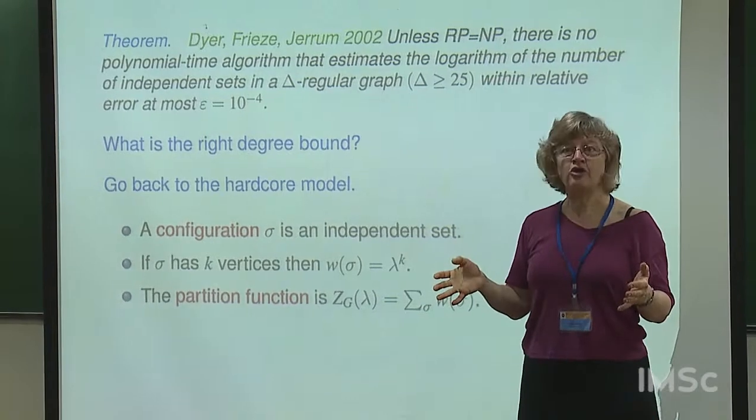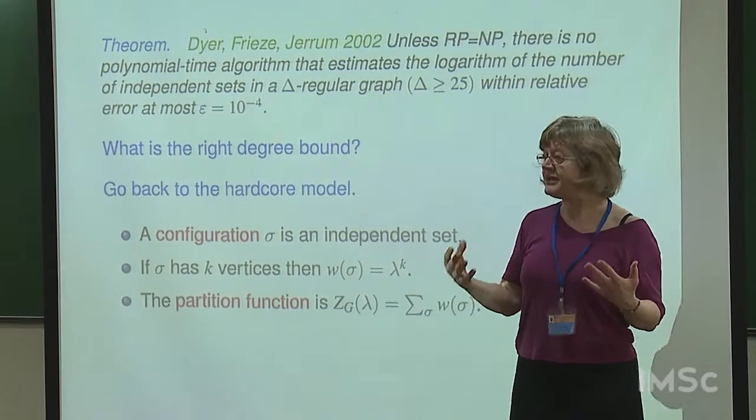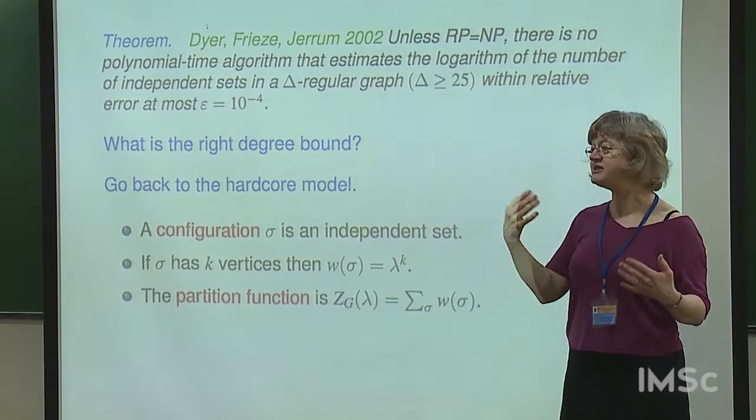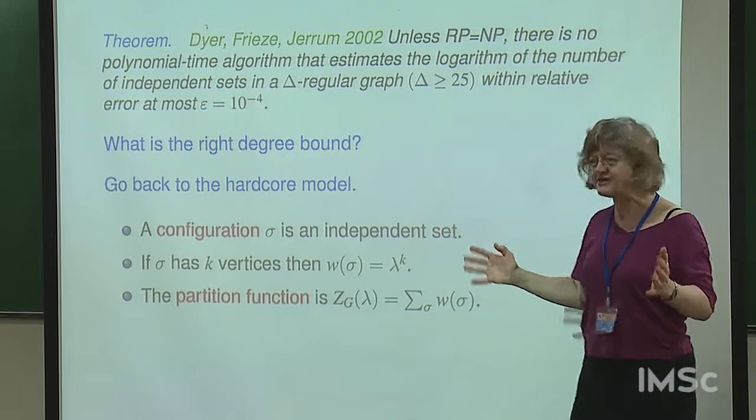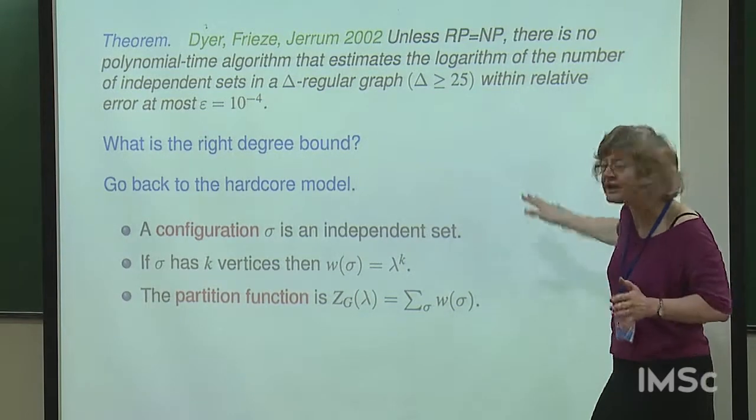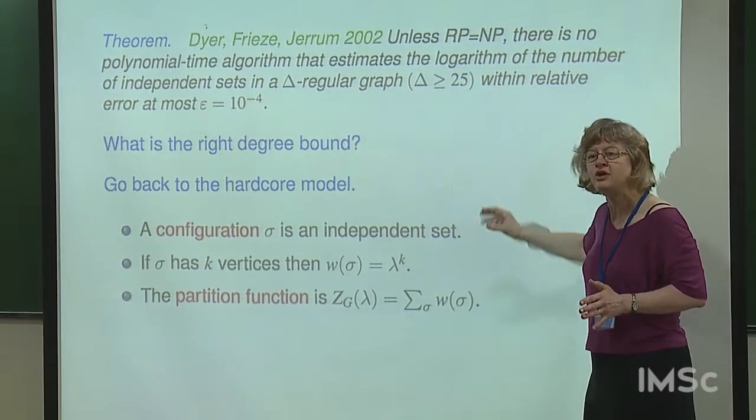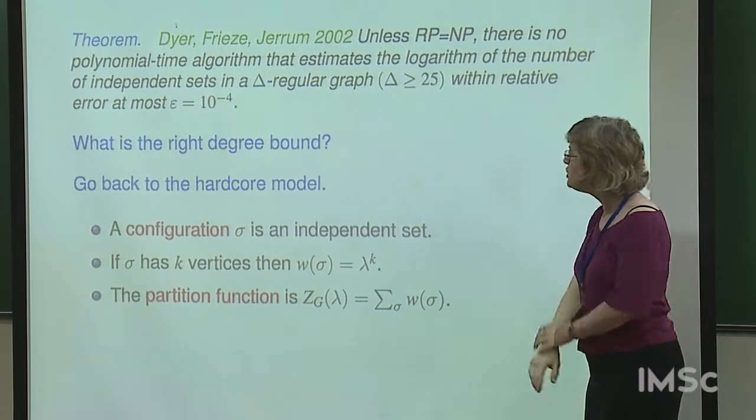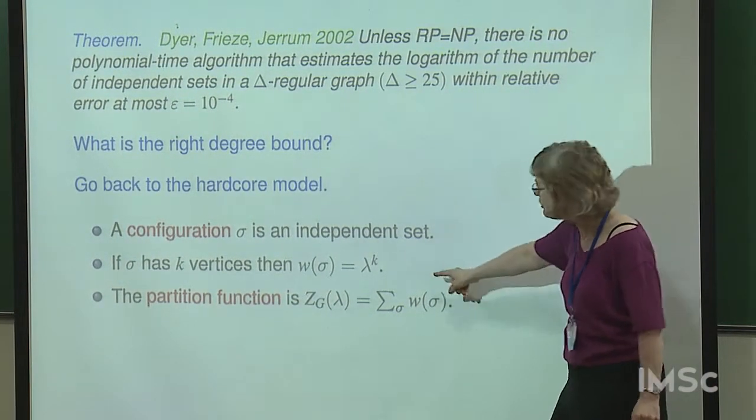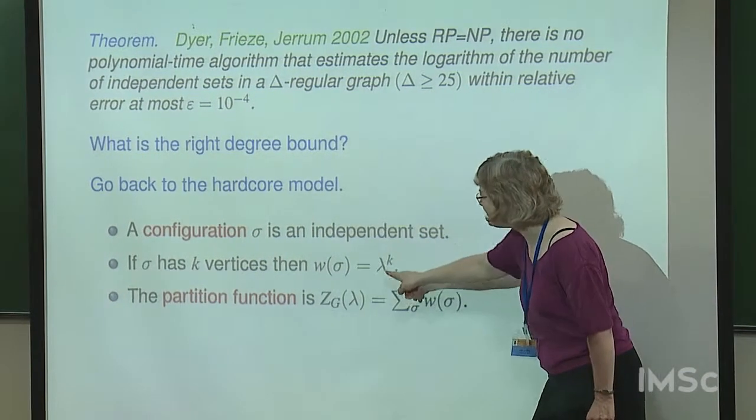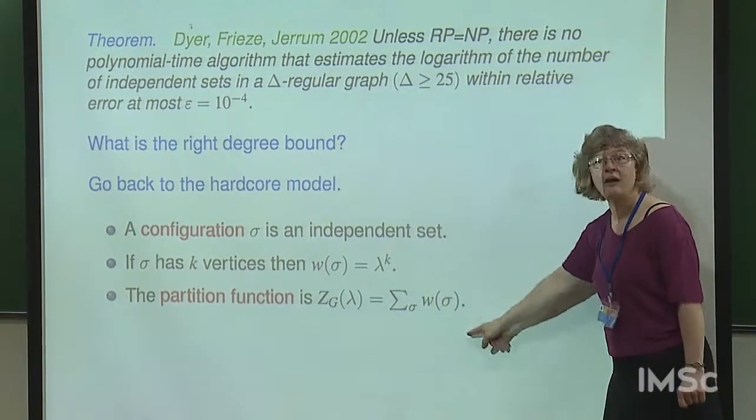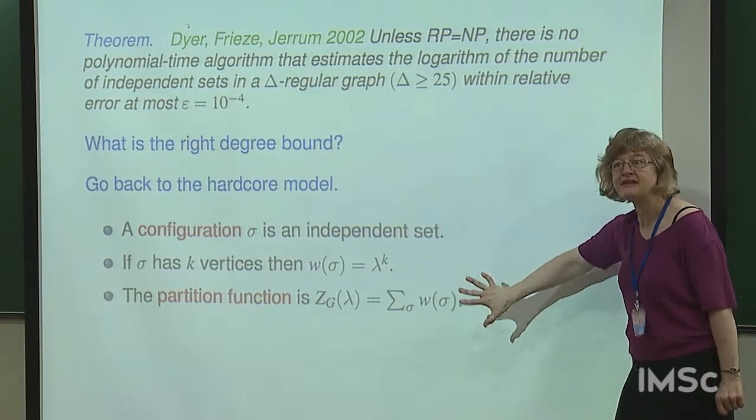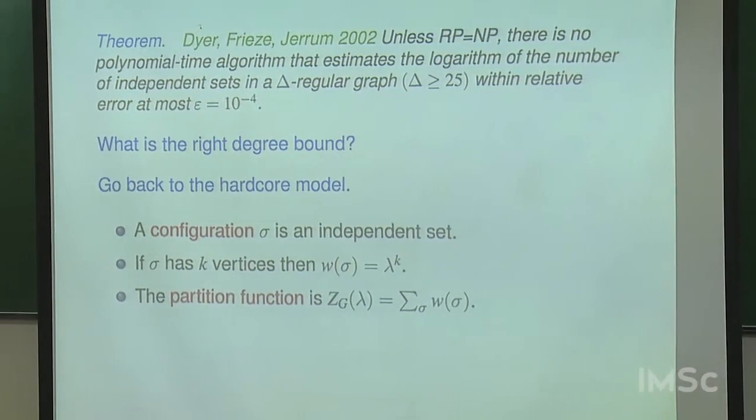So you remember the hardcore model, all I did is I weighted the independent set, so that an independent set of size k has weight lambda to the k. And now we're going to go back to that. Okay, so we've been looking at lambda equals 1 for a few minutes. We're going to go back to general lambda. So a configuration of an independent set, if it has k vertices, the weight is lambda to the k, and the partition function adds those up. Okay, so we're going to go back to that slightly more general framework.